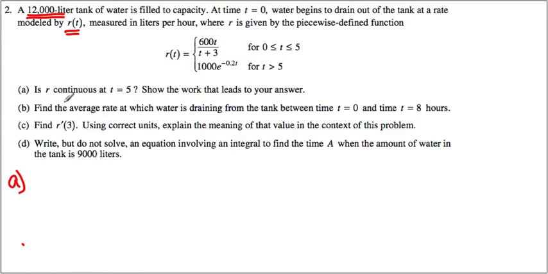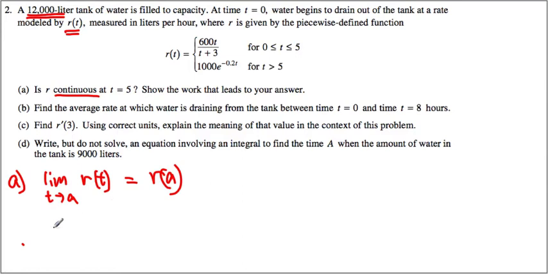Is R continuous? In order for you to understand whether something is continuous or not, what we need to do is this. We need to figure out the limit of R of t as t approaches A. Is that in fact equal to R of A? Now, especially in a piecewise function, in order for us to calculate this one, we have to break this one down into 3 different components.